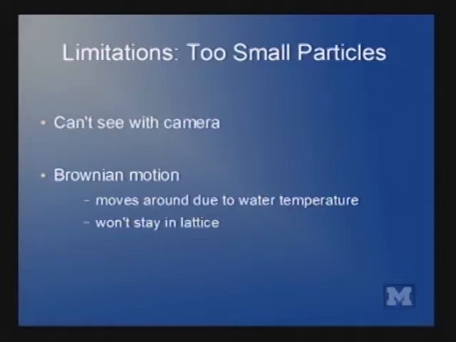So that brings us to limitations of this technique. If you have particles that are too small, first of all, you can't see them with your camera, and that makes it really hard to align the lattice. But that's not a fundamental limitation. That's just a technical limitation. But the real fundamental limitation is Brownian motion. The particles are moving around due to the water temperature.